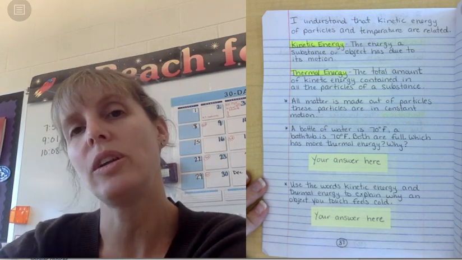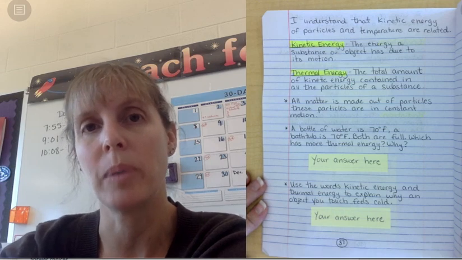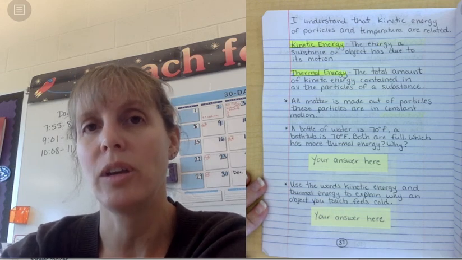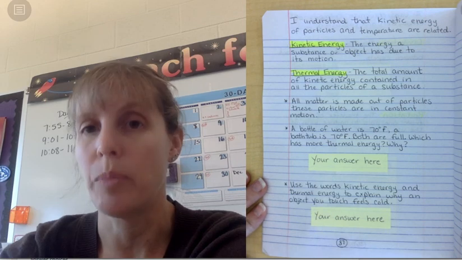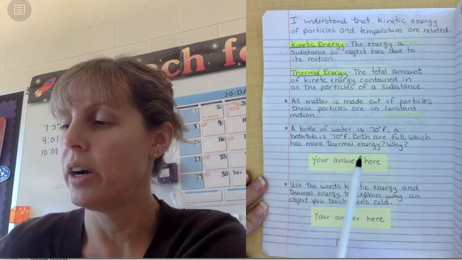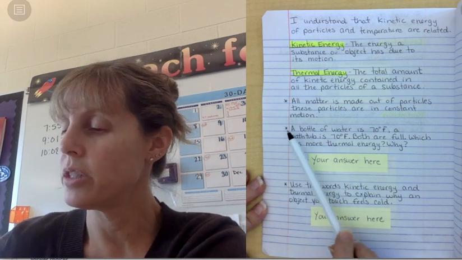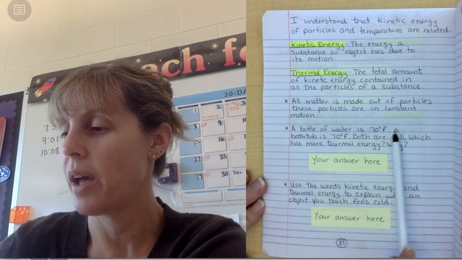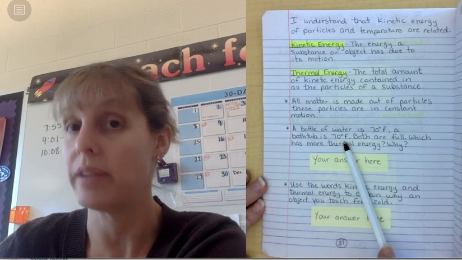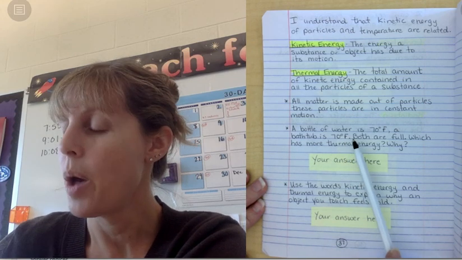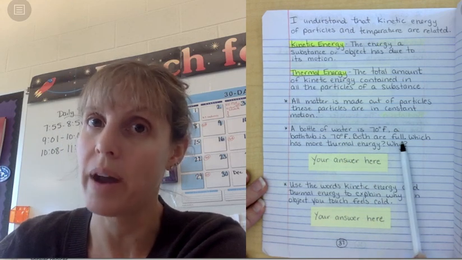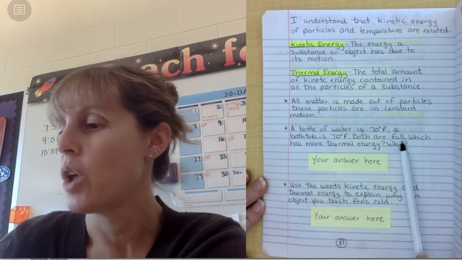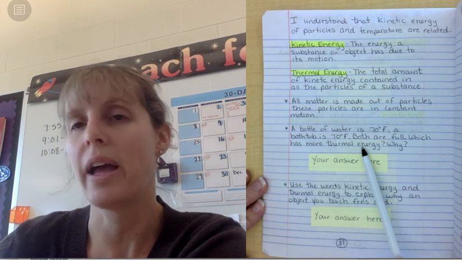So I'm going to ask you to watch a video today with Bill Nye, and then I'm going to ask you to complete your notebook today. So here is what you're going to do. This is the question I want you to think about. A bottle of water is 70 degrees Fahrenheit. A bathtub is 70 degrees Fahrenheit, so the same temperature. Both are full, so small bottle of water, giant bathtub. Which has more thermal energy and why?